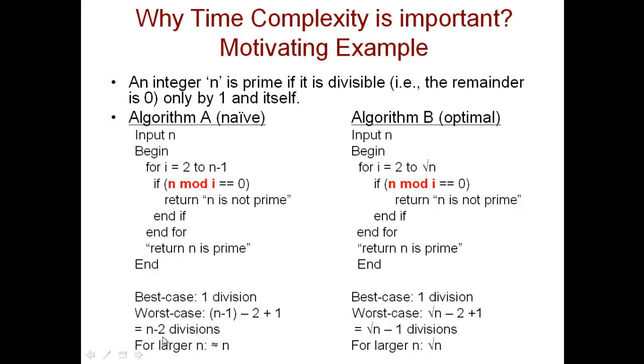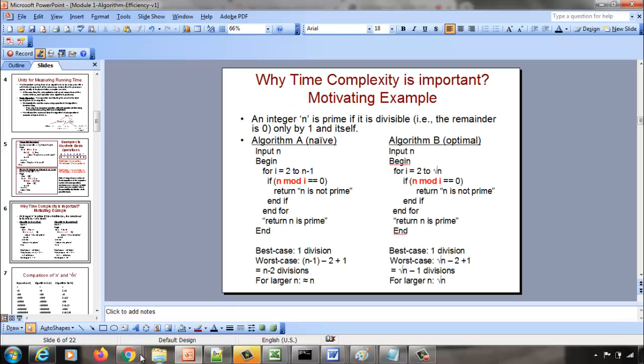So in general, for larger n, as n gets larger, that's what we're going to focus on, called asymptotic time complexity, as we proceed in this module. So as n gets larger, n minus 2 is approximately equal to n. So we can say we'll do n divisions in the worst case, whereas in the best case we'll do one division. Okay. So any questions so far?